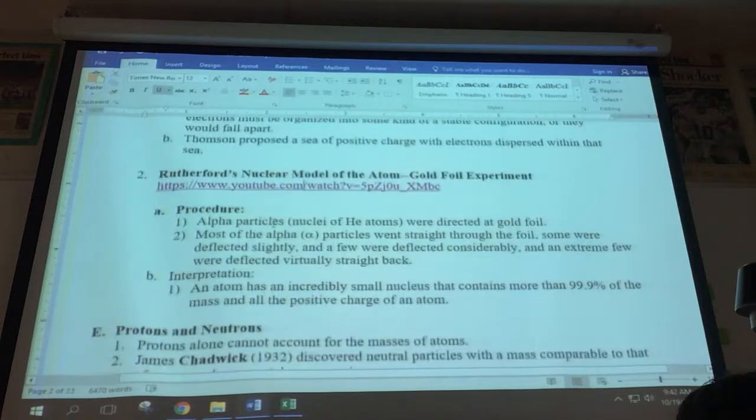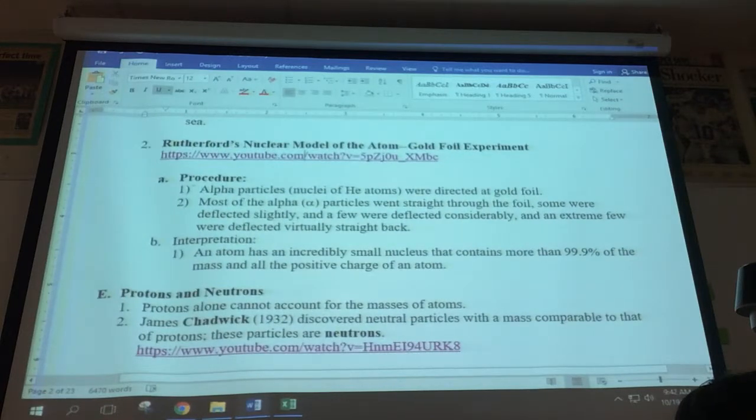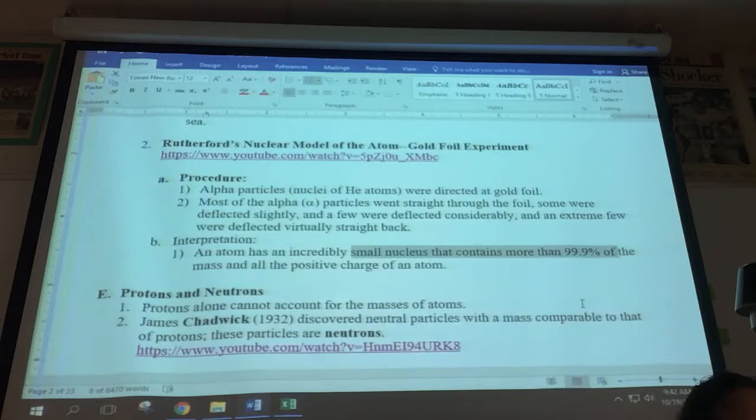So Rutherford's experiment, and again, alpha particles are positively charged particles, go right through the foil. Some are deflected, and a few even came straight back. And that meant that there was a very small nucleus that contains almost the entire mass. So most of the mass of the atom is due to the nucleus, where you have positive charge.